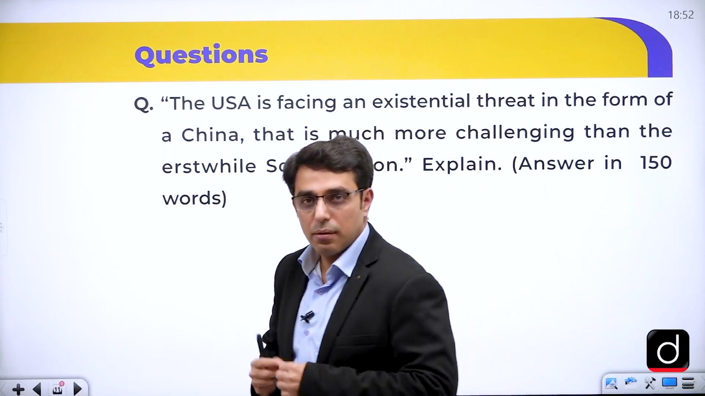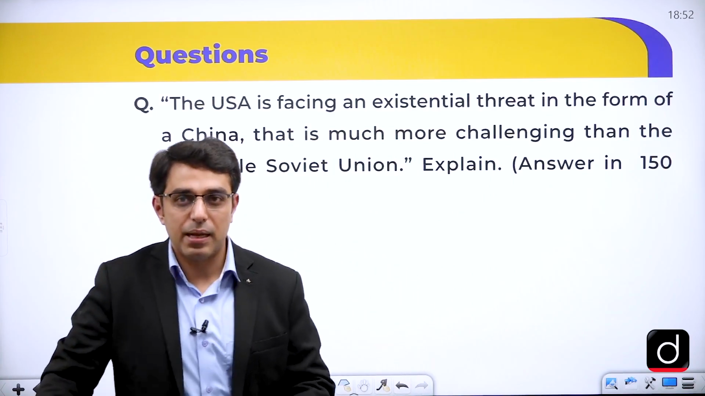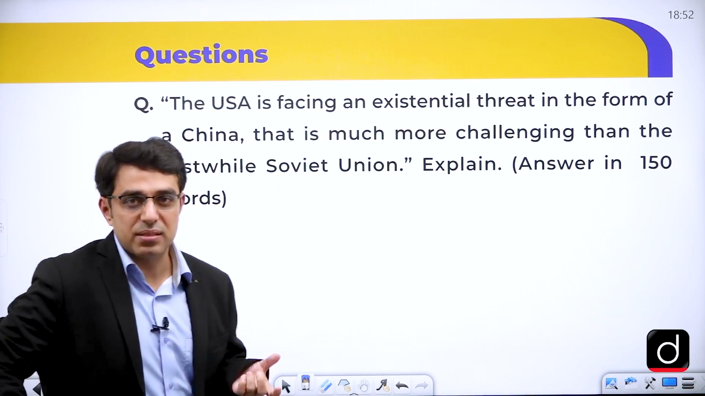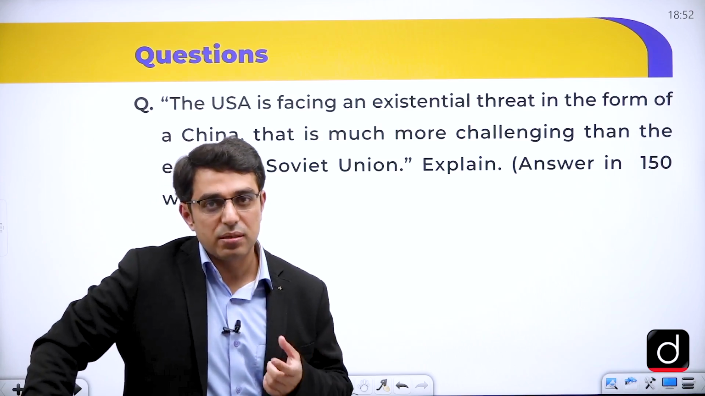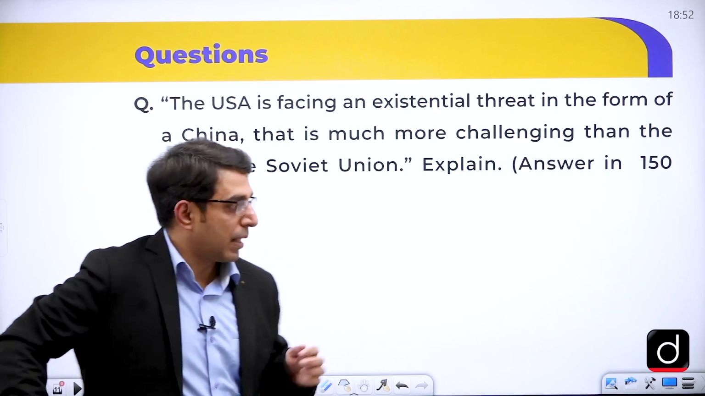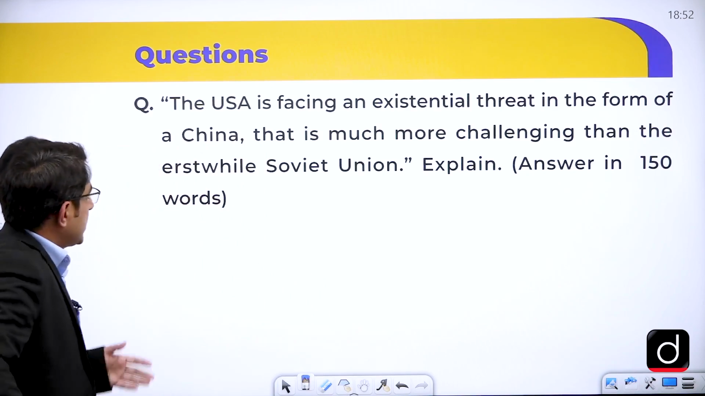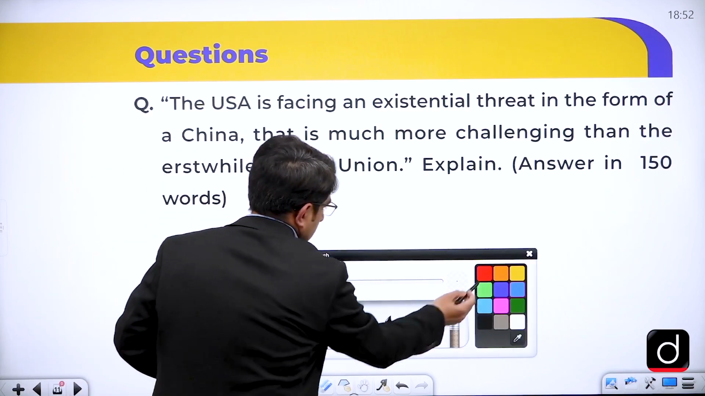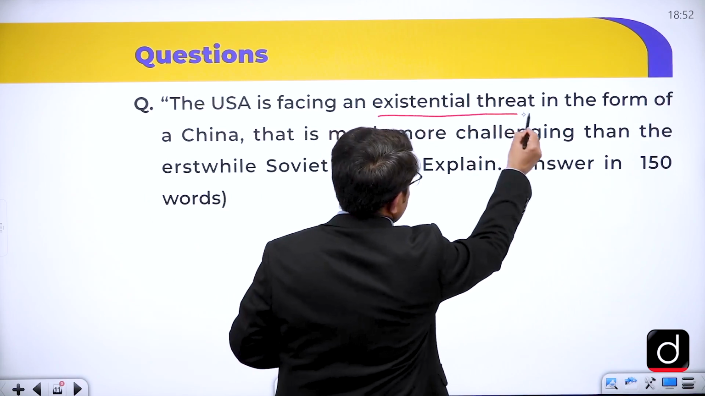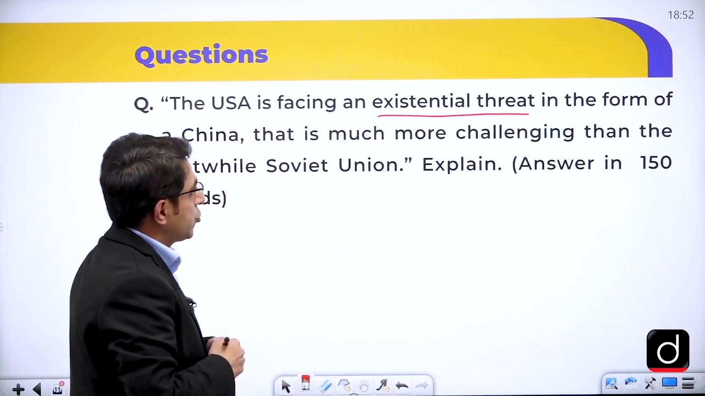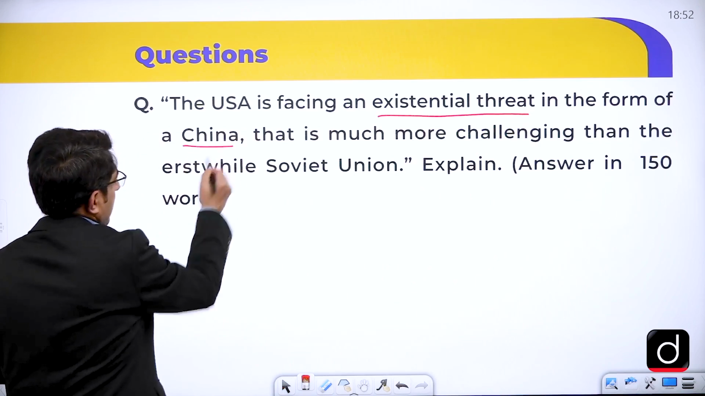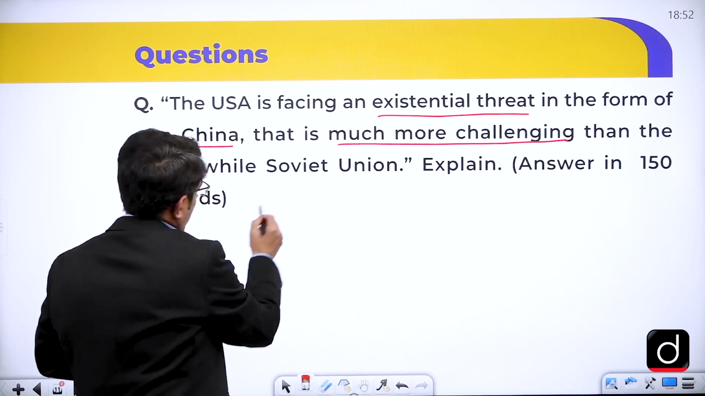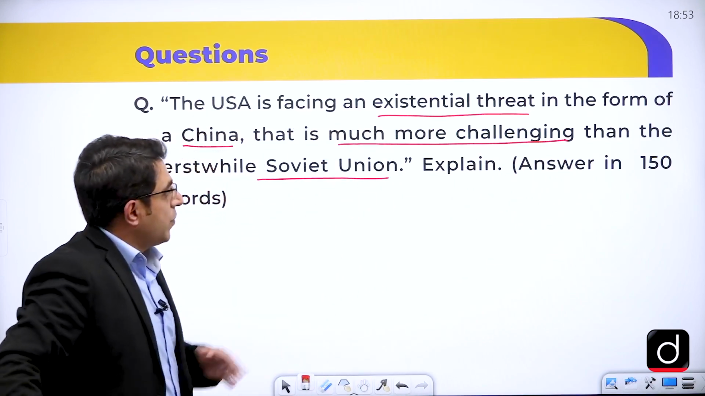This question has been framed by the UPSC in a very interesting manner, asking about the comparison between the US-China rivalry and the US-Soviet Union rivalry. So, let us read the question. The question says that the US is facing an existential threat. This word is important. The US is facing an existential threat in the form of China that is much more challenging than the erstwhile Soviet Union, and we have to explain it.